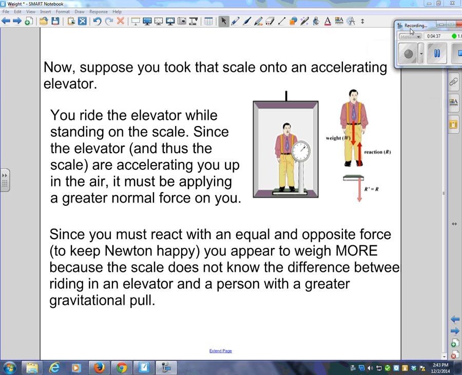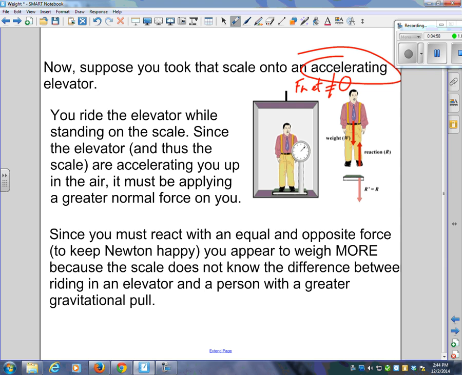Okay, now suppose you're a man in a lovely pair of tan pants and a pink shirt wearing suspenders, and you decide to step on an accelerating elevator. Now the key word here is accelerating. Accelerating means that the net force is not zero. There is a net force. Yes. Right? There is a net force.